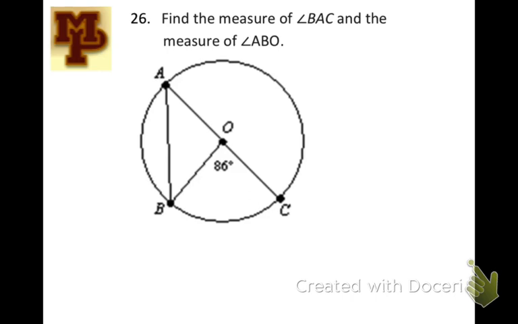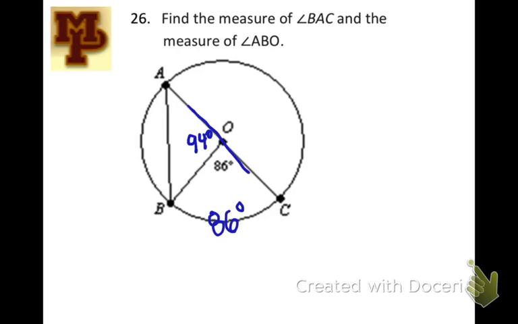Okay, the measure of angle BAC, let's see. So this is 86, central angle is the same as the arc measure. This angle forms a straight line, so that's 180. So this one would have to be 94. So just do 180 minus 86, get 94.